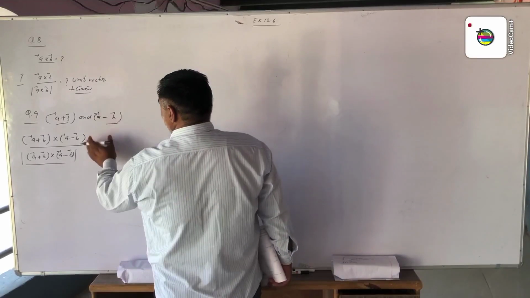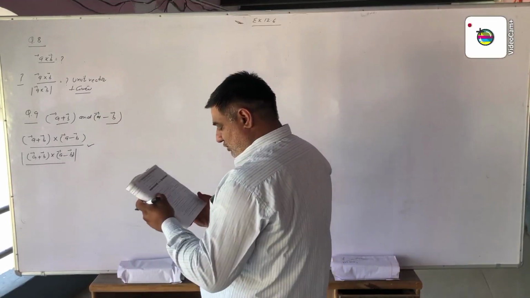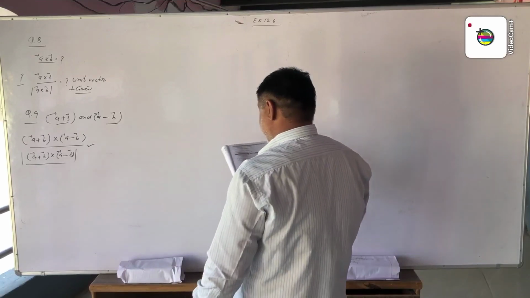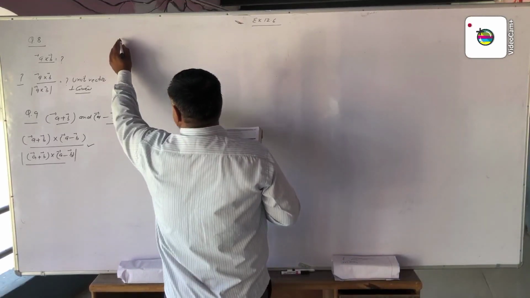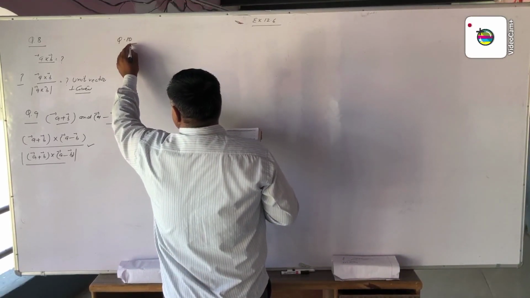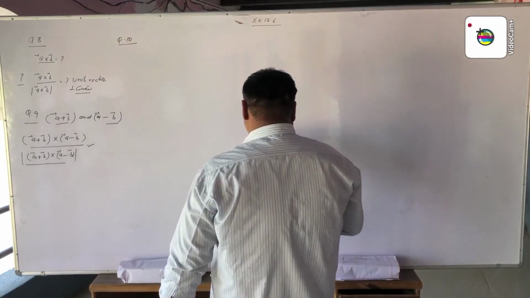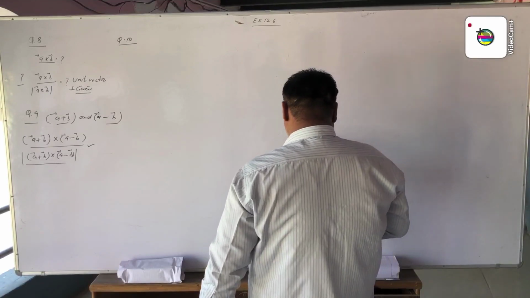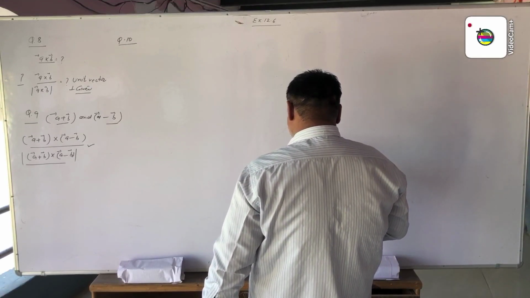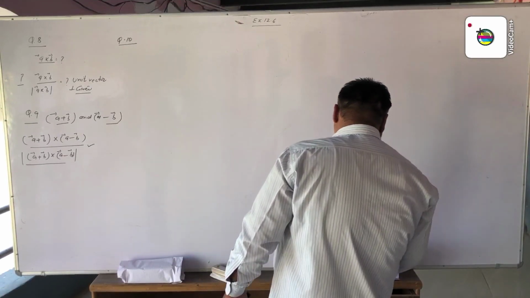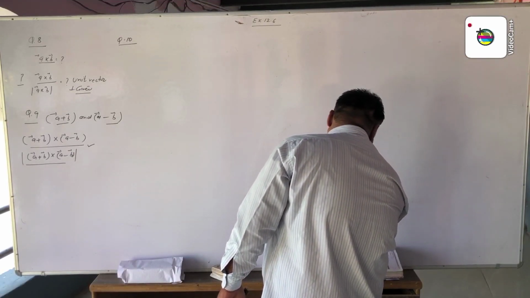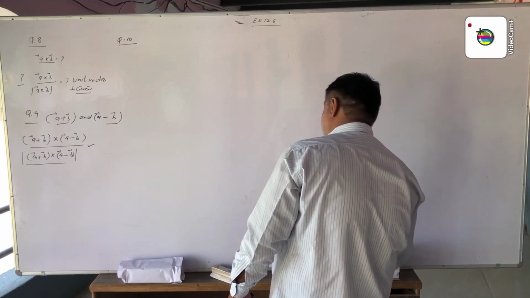Both results are the same for questions 8 and 9. Now question number 10 says: find a vector of magnitude 7 units which is perpendicular to each of these two vectors. In this question we are given a vector of magnitude 7 units which is perpendicular to the given vectors.